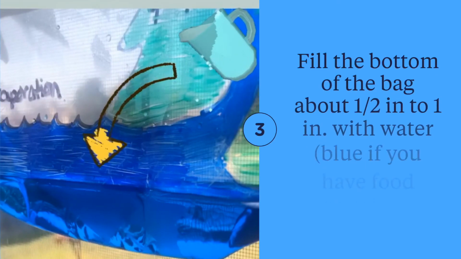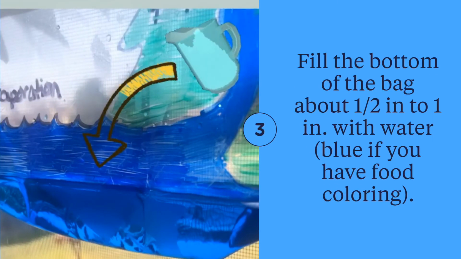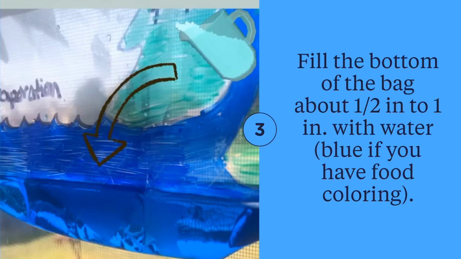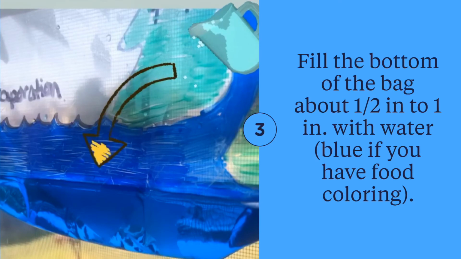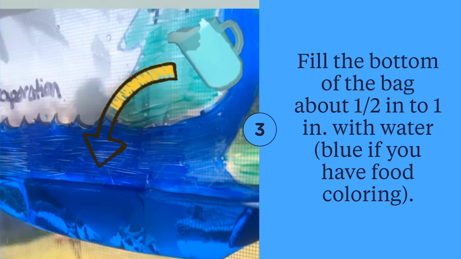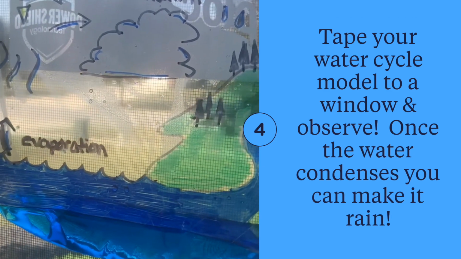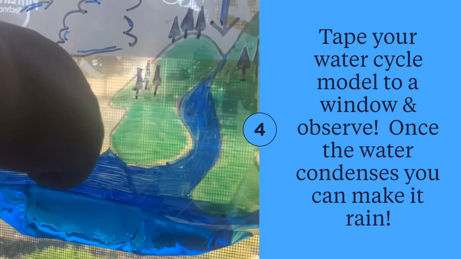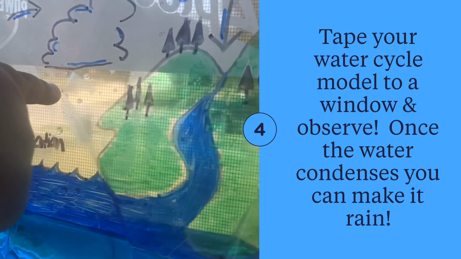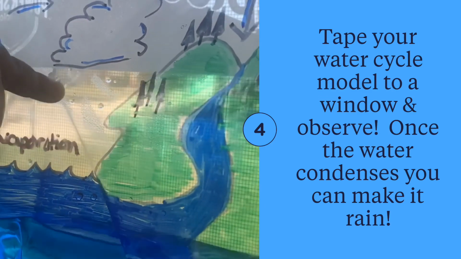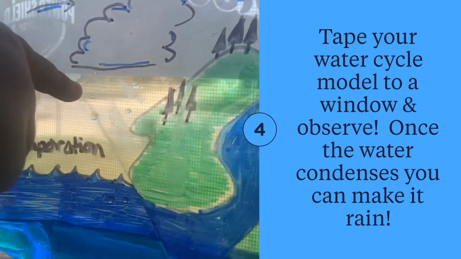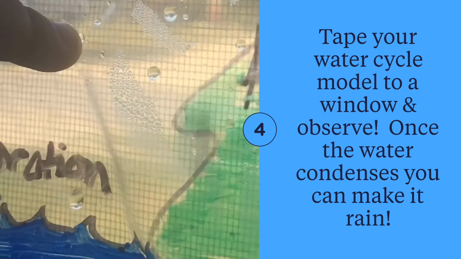Now you can add your blue food coloring if you have it, just 1 or 2 drops. You should add about 1 inch or 1/2 inch of water to the bottom of the bag. Now you want to close the bag and tape it to a window. Over time, you will observe it creating the water cycle. When it evaporates and starts to condense, you can make the cloud rain like you see here.